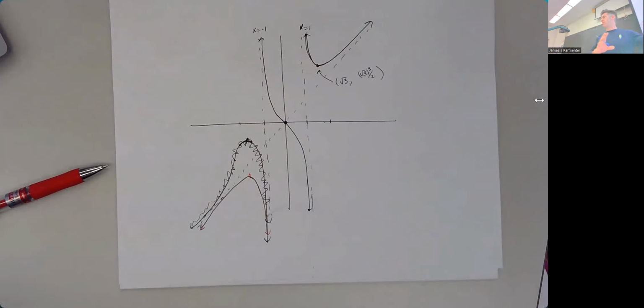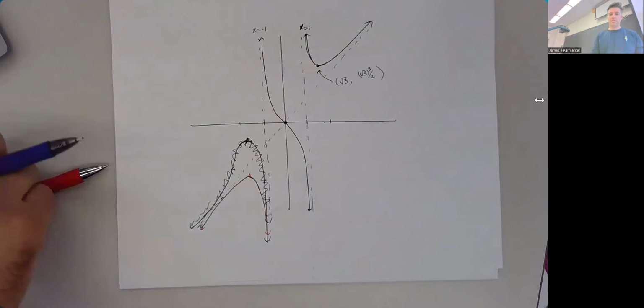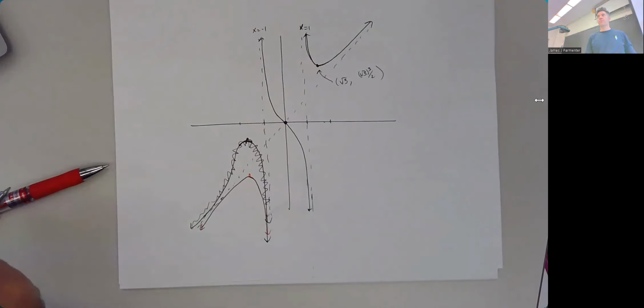But you can make up weird piecewise functions where you cross a vertical asymptote. Super annoying, but whatever. Okay, I think that's good. All right.